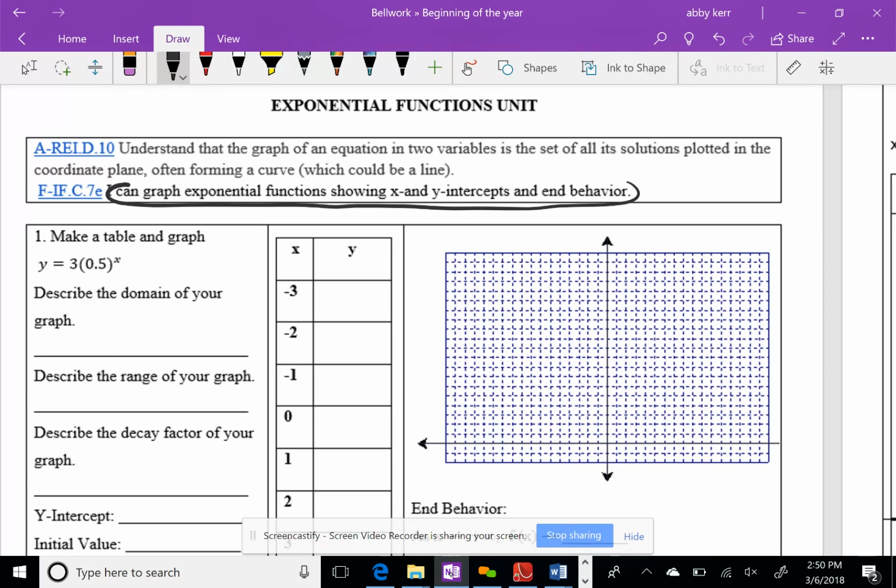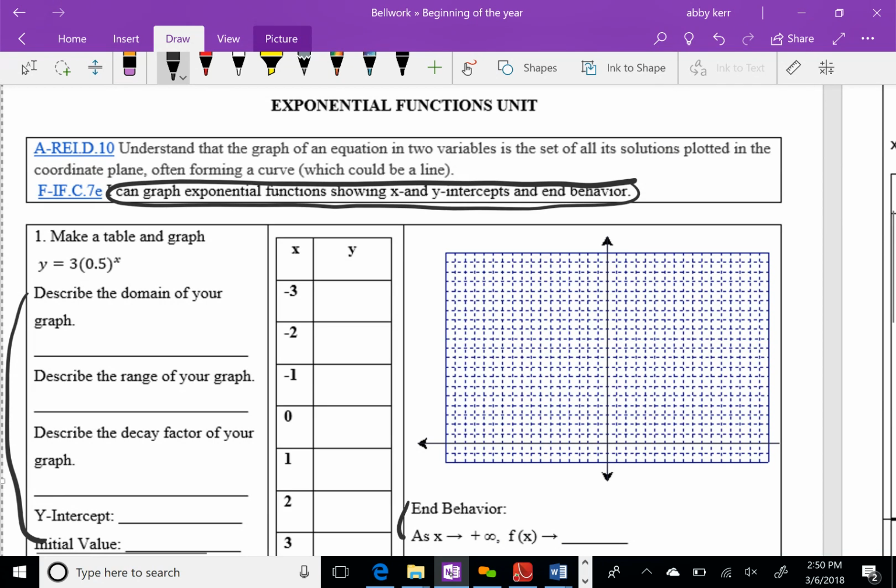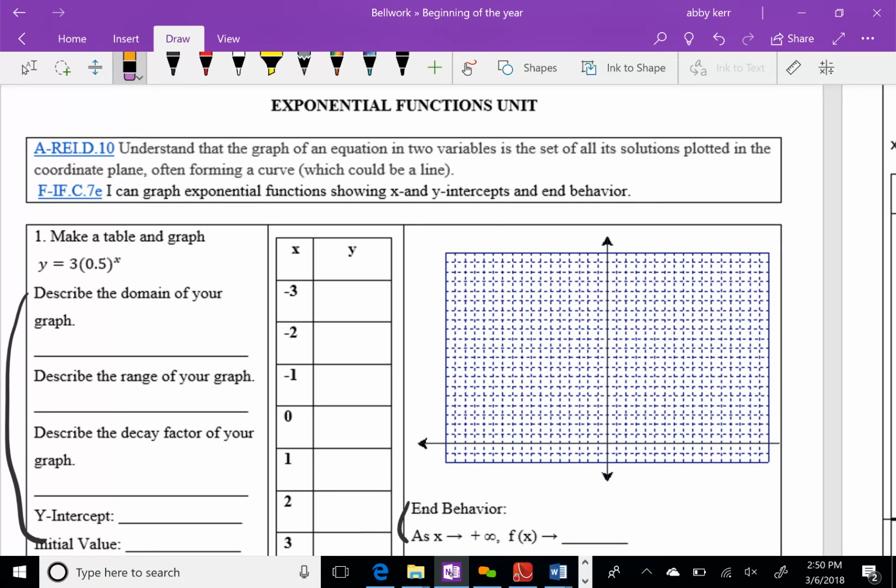So this right here is all of this part. So you can graph using your knowledge of the x and y intercepts, but more specifically about the domain and range, and that you really understand what the graph is doing. The first standard, the AREI D10, you're understanding the graph is the set of all solutions. It's just, can you graph the ordered pairs?